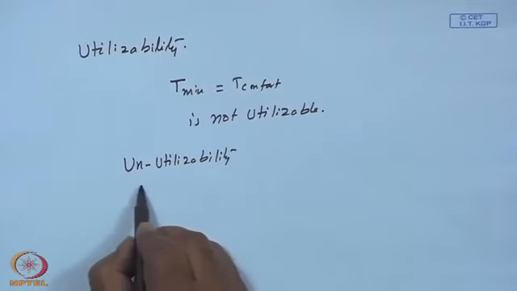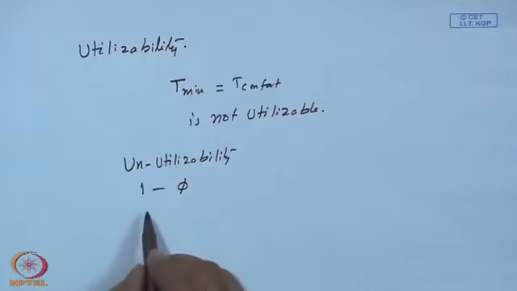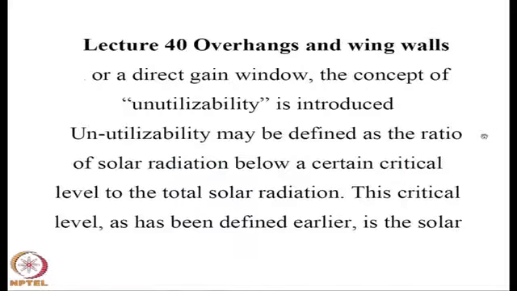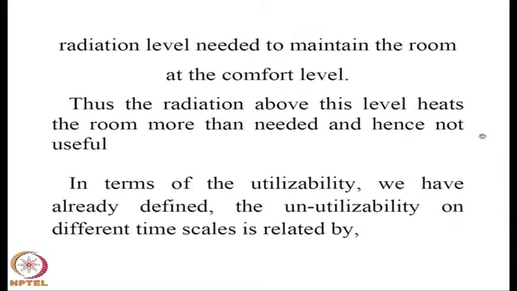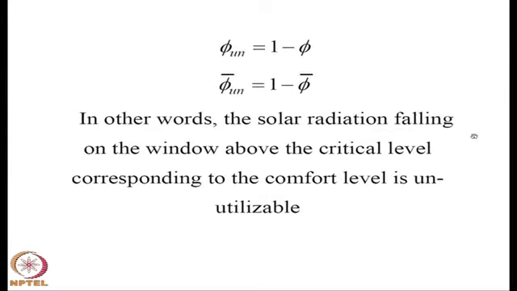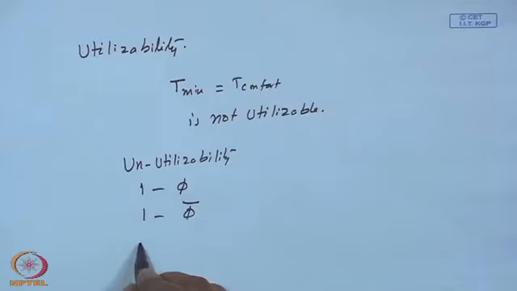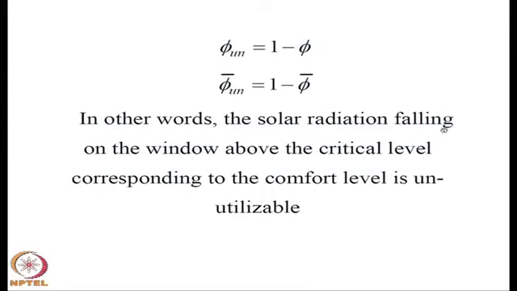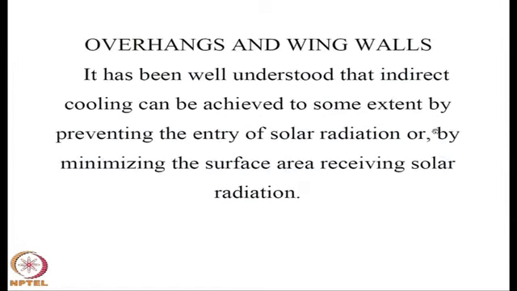So, on different time scales it will be simply 1 minus phi or 1 minus phi bar. If you have calculated utilizability, unutilizability will be simply 1 minus that utilizability. So, that is what I have put down here: unutilizability equals 1 minus phi, or 1 minus phi bar. Okay. And we know the methods to calculate phi or phi bar, monthly average or daily or hourly average.